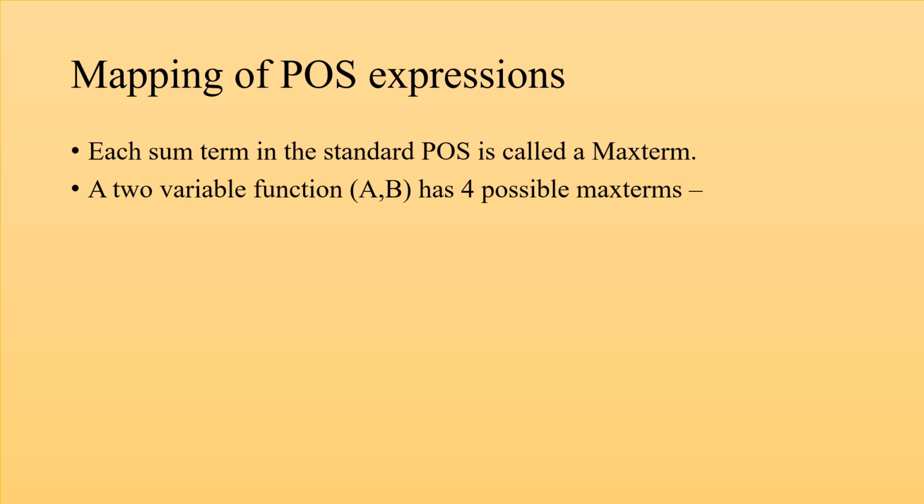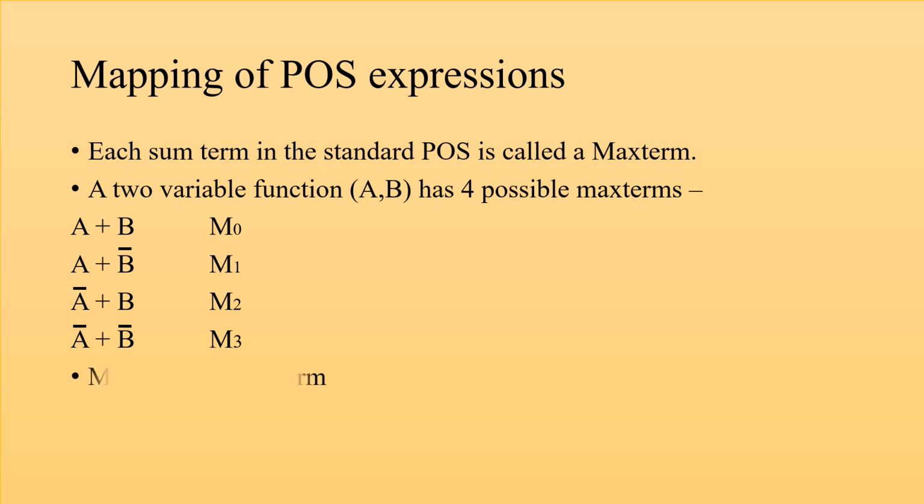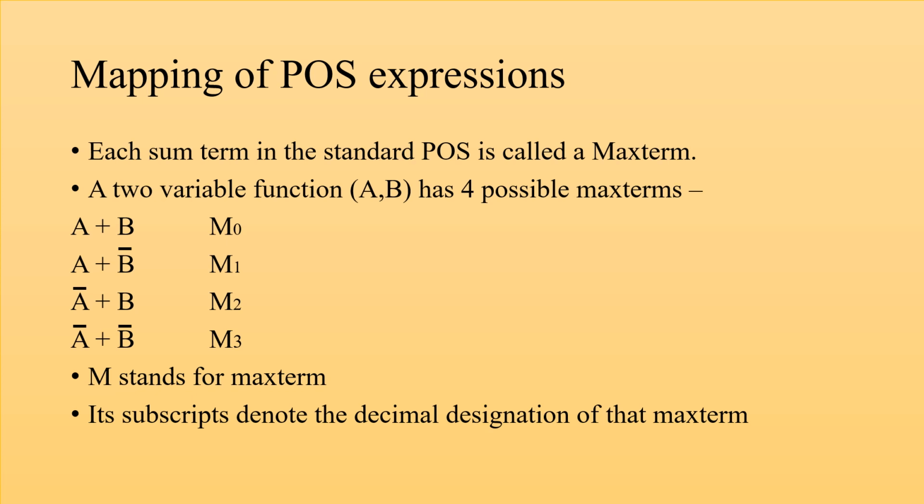Which are those 4 possible max terms? They are A plus B, which is denoted as M0. M0 denotes the max term of A plus B, and A plus B bar denotes M1. A bar plus B denotes the max term M2, and A bar plus B bar denotes the max term M3. Here M stands for max term and its subscripts, 0, 1, 2, 3, denote the decimal designation of that max term.